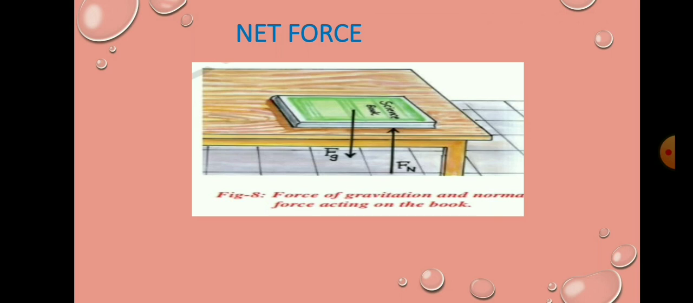Do you observe any change in the state of rest of the book? There is no change in the state of the book because these two forces acting on the book are equal and opposite in direction. We can say that the net force on the book is 0. Here, net force is indicated with F net. Net force is equal to Fn minus Fg.